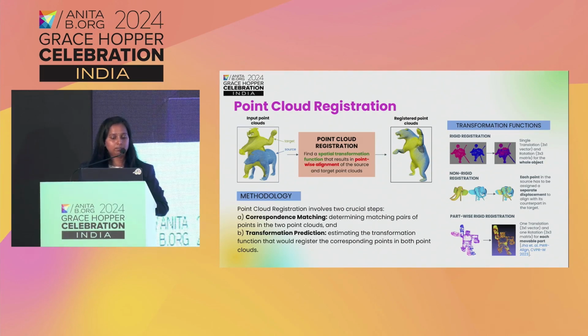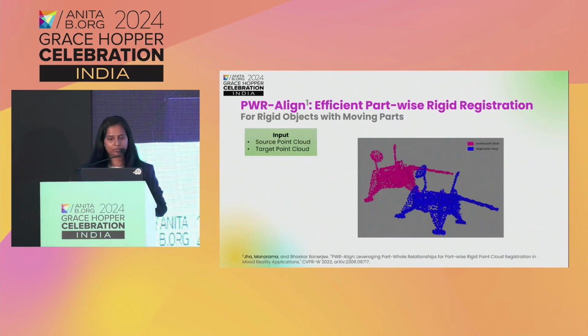This is one of my works that got accepted at CVPR 2023 last year. It was part of my master's thesis, and the work was named PowerAlign. I can talk about it a bit. It is an efficient way to do point cloud registration for part-wise rigid bodies, or rigid objects which have moving parts. Here in this slide, sorry, I should have moved there, this was the power line that I was talking about. This was the work that got accepted.